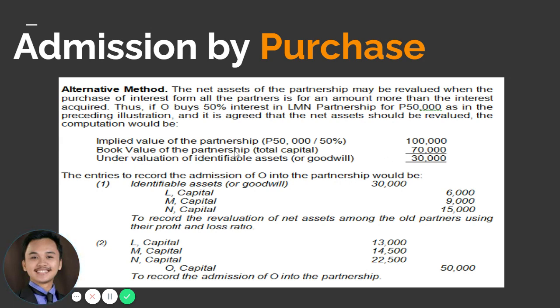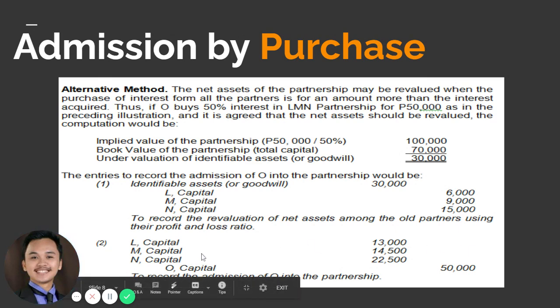And then we have the book value of the partnership before the admission of O as new partner, which is 70,000. So the undervaluation of identifiable assets or the goodwill to be recorded will be 30,000. That 30,000 will be adjusted by debiting goodwill or identifiable assets and crediting L, M, N capital with a share of 6,000, 9,000, and 15,000 respectively. This 6,000, 9,000, and 15,000 is from the 30,000 being divided using the profit and loss ratio of the partners. And then we have now the recognition of the admission of O into the partnership by crediting 50,000. So instead of crediting 35,000 here, what we will be crediting is 50,000, equal to the actual amount being paid by the new partner in the partnership.